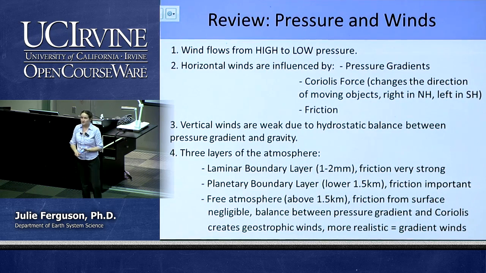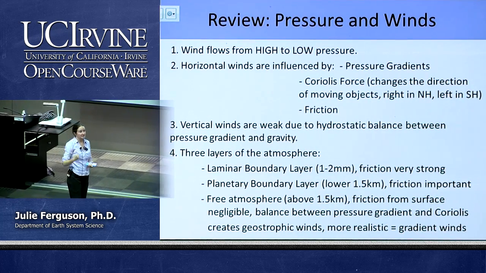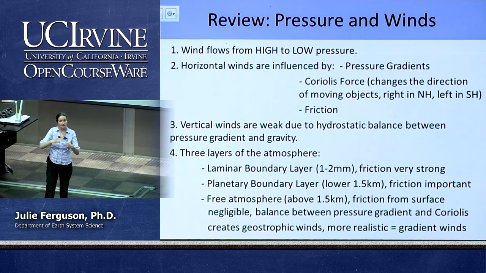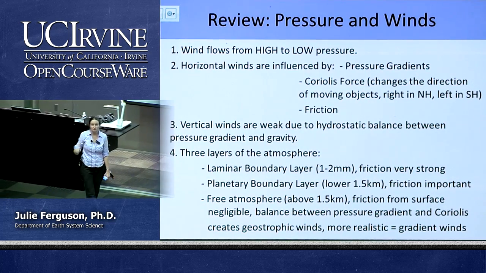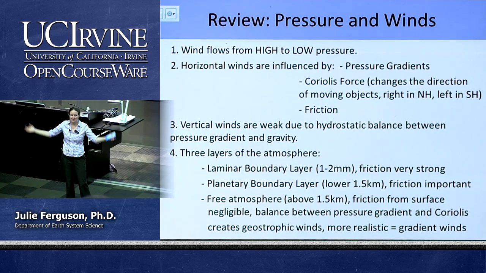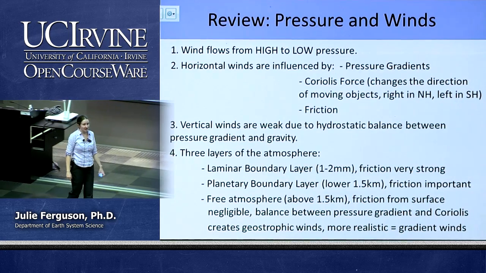So vertical winds, we do see this vertical pressure gradient, but the force of gravity acting in the other direction means that we reach this balance, this hydrostatic balance. So we don't see very vigorous vertical winds. We see small vertical motions every now and again, but we don't have gale force winds rushing upwards the whole time. And then we have our three layers of the atmosphere.